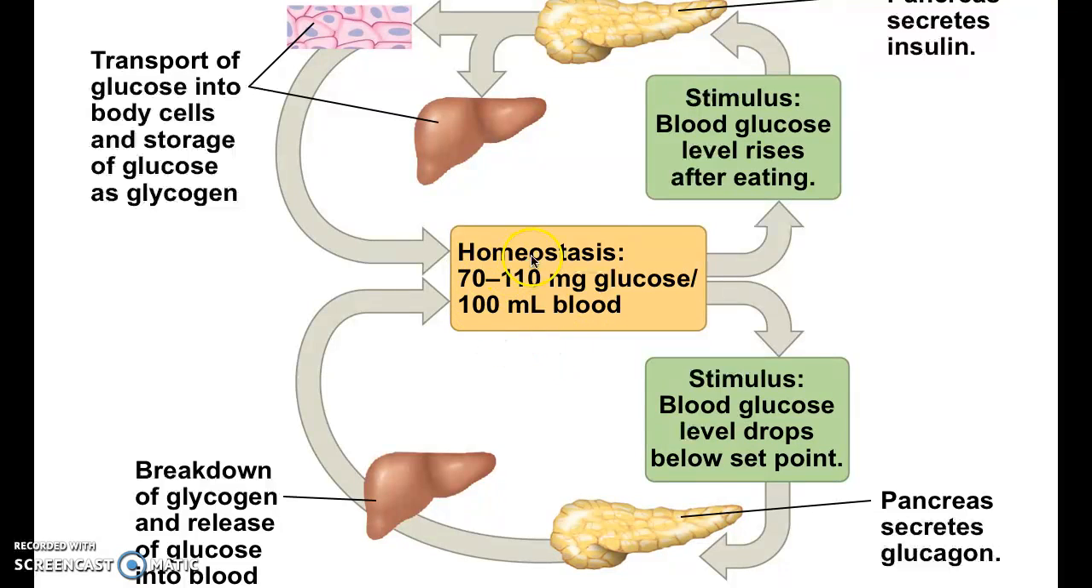Homeostasis, this is how much you should have. For every 100 ml of blood, you should have about 70 to 110 milligrams of glucose. If you have any more than that, that's really bad. So, I mean, it's bad, but you can control it.